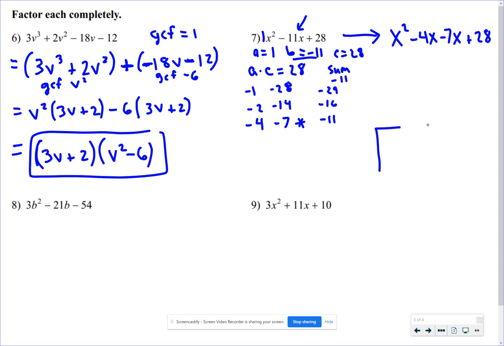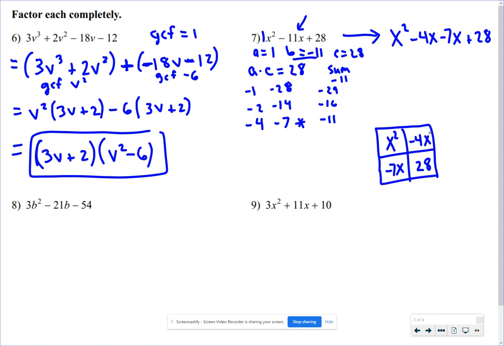So down here I'm going to draw the box, and I'm going to put my 4 terms in this 2 by 2 box. So there's my x squared. I'll put my negative 4x over here, my negative 7x right there, and my positive 28 should be in the lower right corner of the box. X squared gets the upper left, 28 gets the lower right.